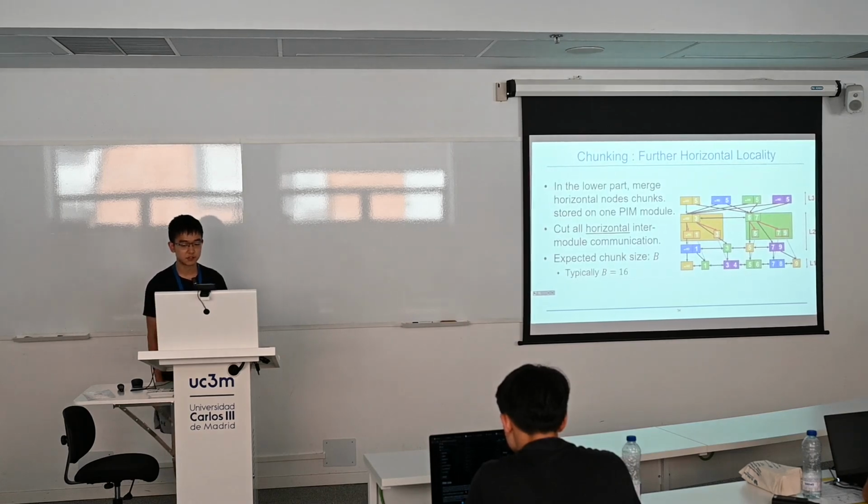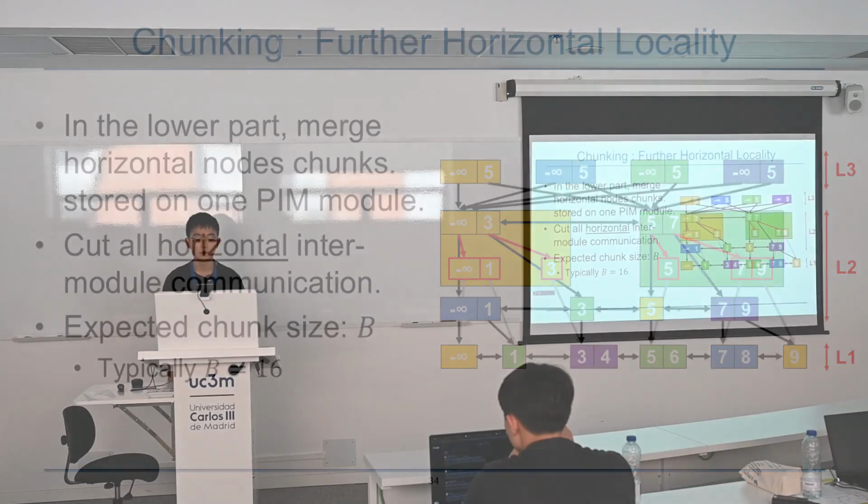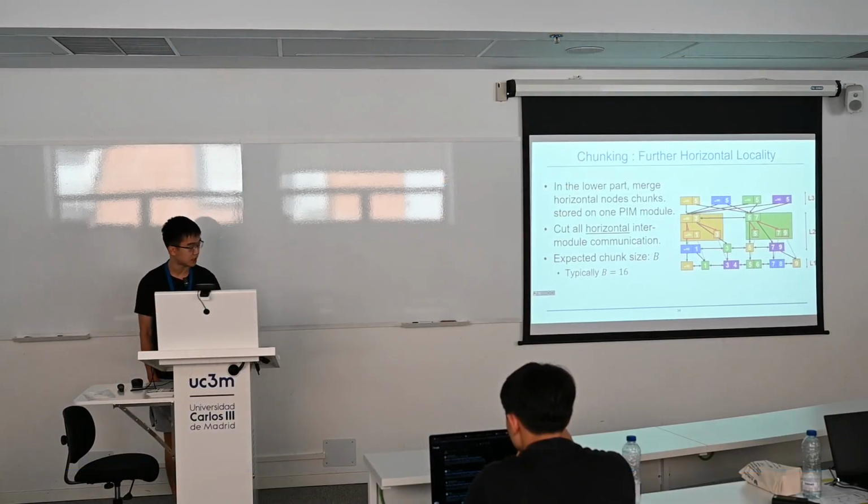The last optimization, chunking, aims at reducing communication caused by horizontal remote pointers. We merge horizontal nodes together into chunks, so all communication over horizontal searches can be saved. Chunking helps improve all previous bounds from log base 2 to log base b, where b is the average chunk size. In practice, it's 16.